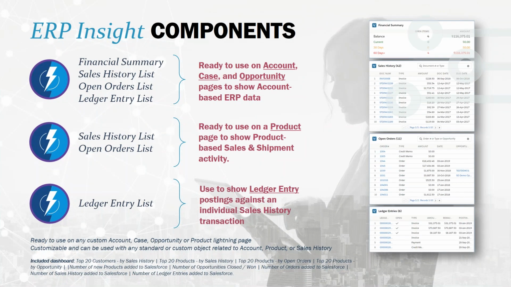The Lightning components that we have pre-built for Salesforce to display the information that comes from the ERP system, so the financial summary, the sales history, the open orders, and the ledger entries, are components that you can drag and drop into the pages in the Lightning model. If you're using Classic, you also have the possibility to see the information there. So this is a way to make it easy for you to get onboarded with the integration and utilize the information that comes from the ERP system right away in Salesforce without a need to do additional development.